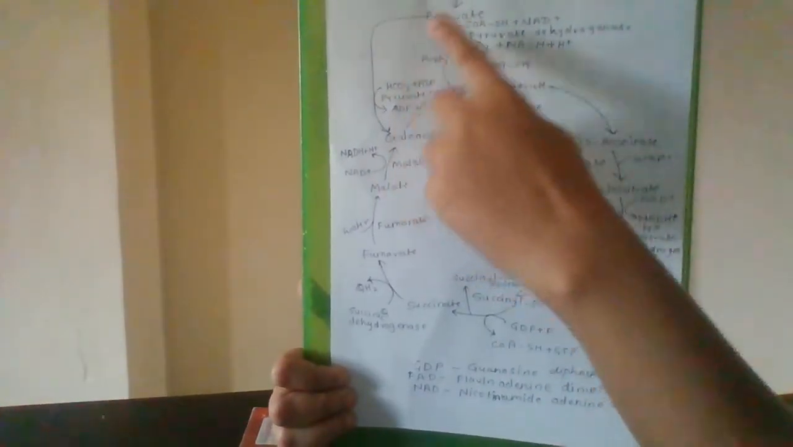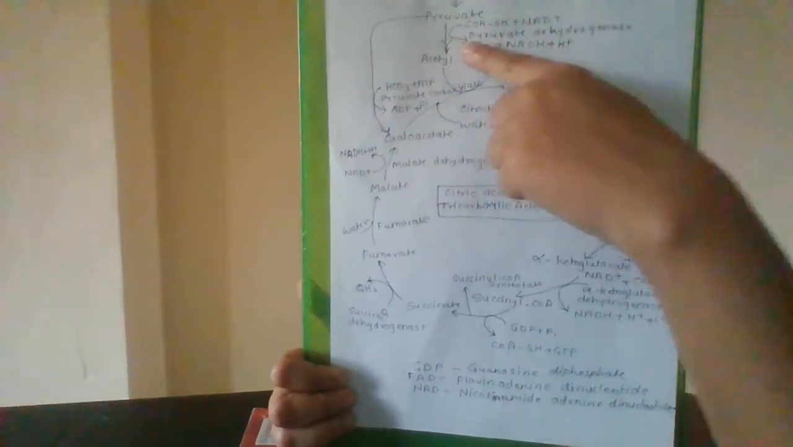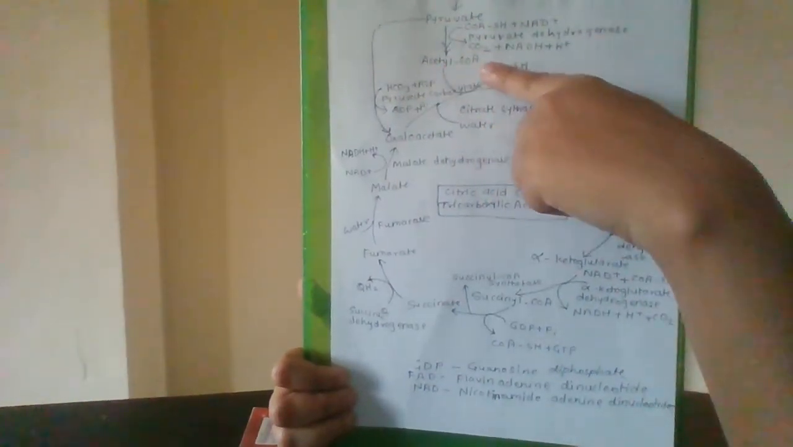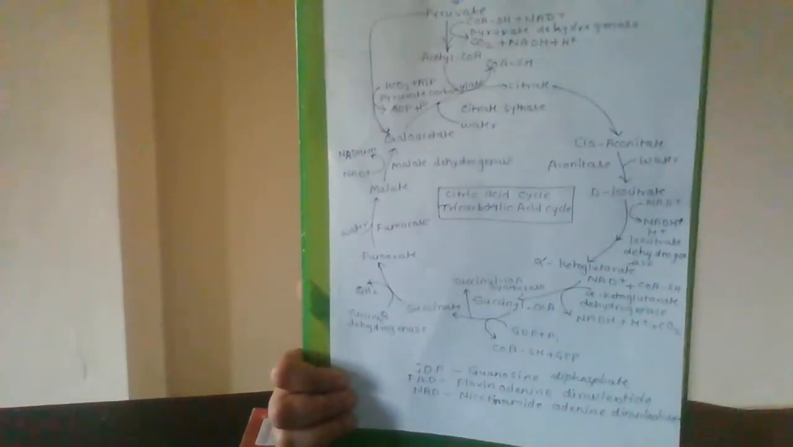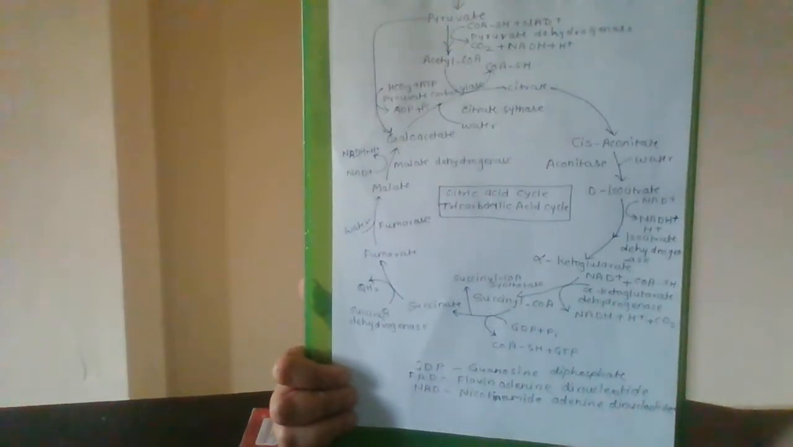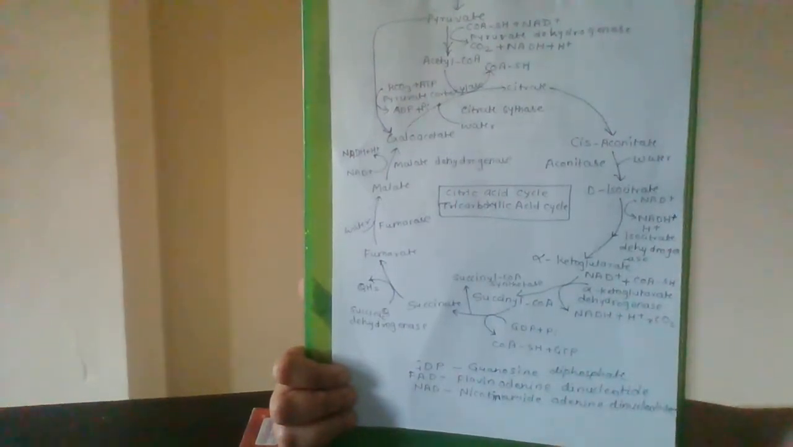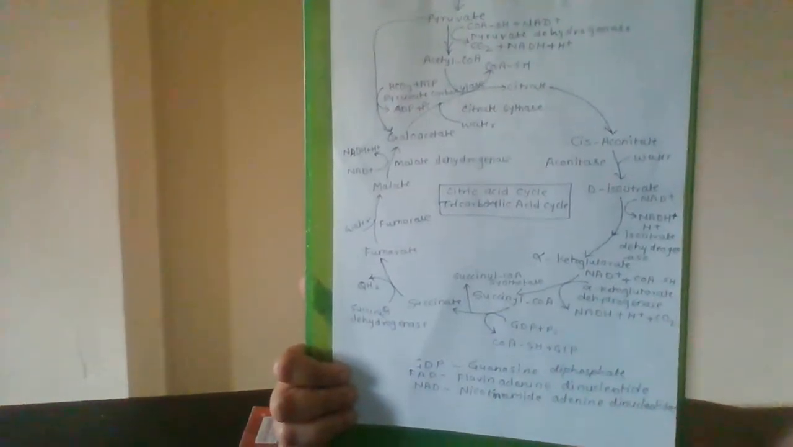Pyruvate, and the enzyme used is pyruvate carboxylase. And here pyruvate dehydrogenase. From where do we get pyruvic acid? We have studied glycolysis, where glucose breaks down into pyruvic acid. Glycolysis is a combination of two words. Glyco means sugar and lysis means splitting of sugar.